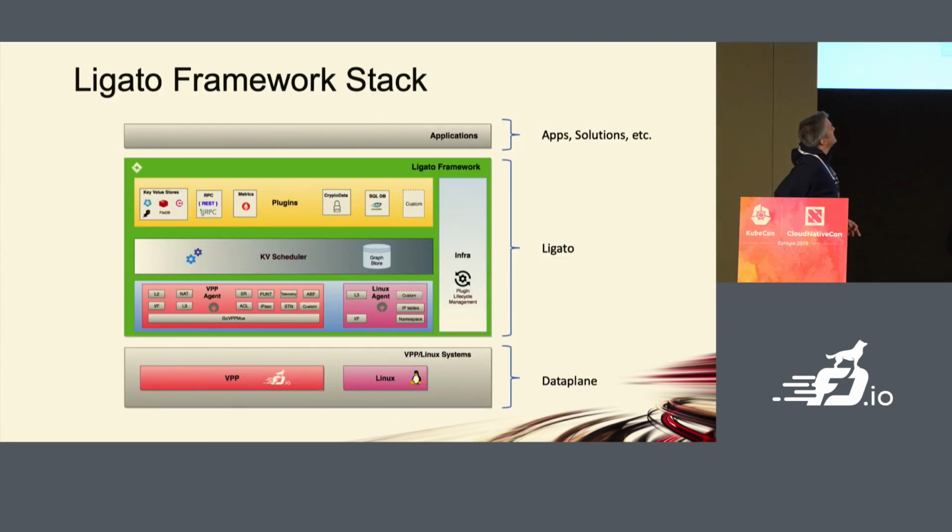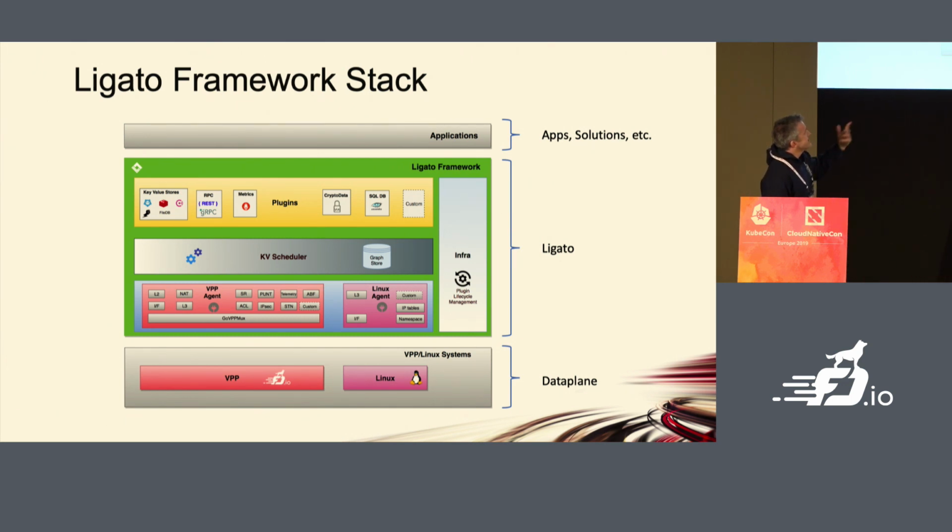So here's the stack, and here's how it works. Down on the data plane, VPP, Linux, using DPDK drivers typically, but also some native drivers. And then we have agents, and it's all pluggable. The whole idea is that if there's a piece of functionality in VPP or Linux that it can't currently control that you need, then you just add a plugin to do that.